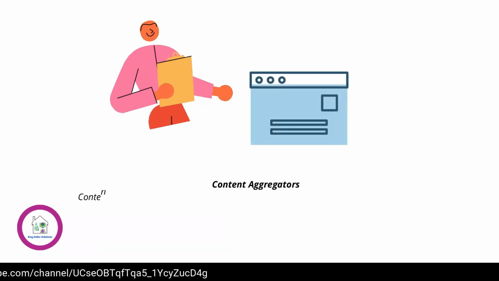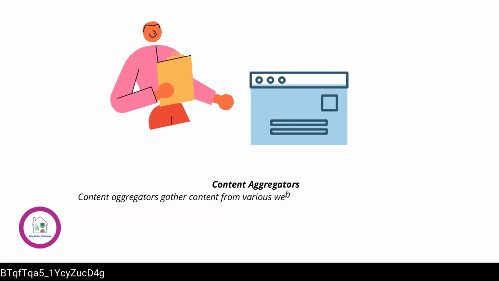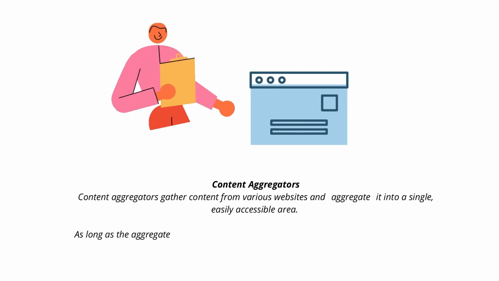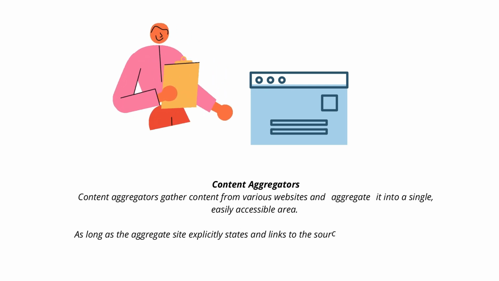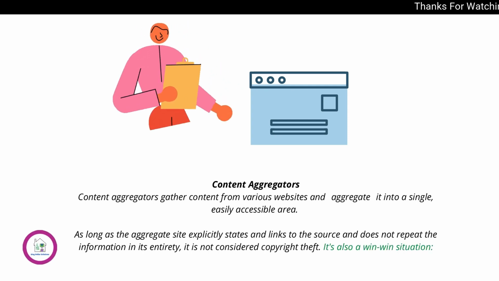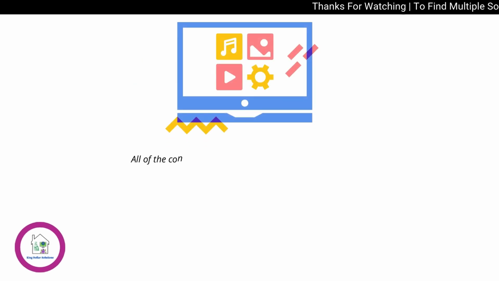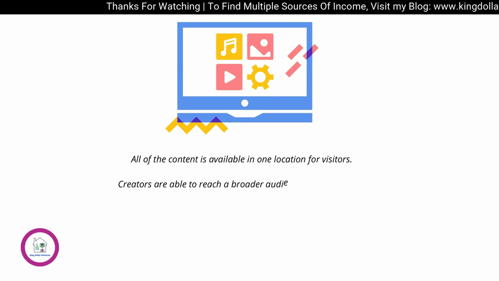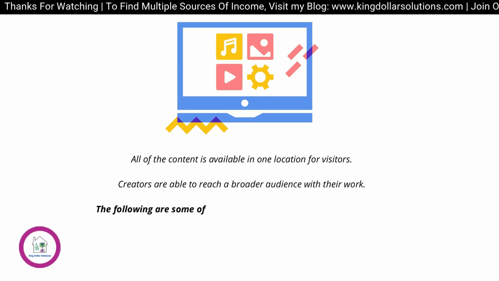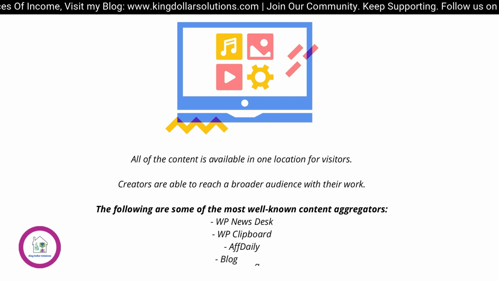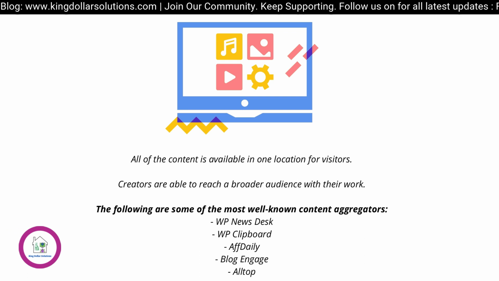Content aggregators. Content aggregators gather content from various websites and aggregate it into a single, easily accessible area. As long as the aggregate site explicitly states and links to the source and does not repeat the information in its entirety, it is not considered copyright theft. It's also a win-win situation. All of the content is available in one location for visitors. Creators are able to reach a broader audience with their work. The following are some of the most well-known content aggregators: WP Newsdesk, WP Clipboard, AF Daily, Blog Engage, Alltop.